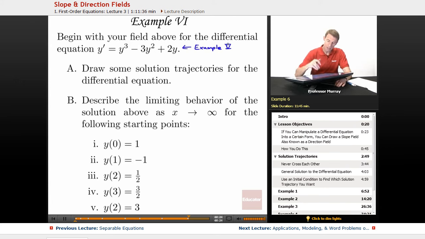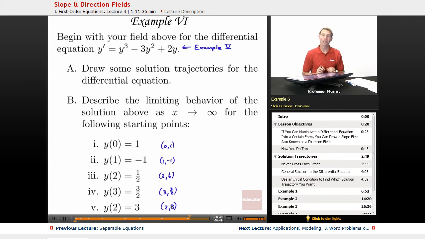And then we're going to describe the limiting behavior as x goes to infinity for a bunch of different starting points. We're going to do 0, 1, and 1, negative 1, 2, 1 half, 3, 3 halves, and 2, 3. So we're going to look at each one of those starting points and see where the solution trajectories would end up if we started at each one of those initial points. So I'm going to jump ahead to the next slide where I've got the direction field all ready to go, a computer-drawn version.